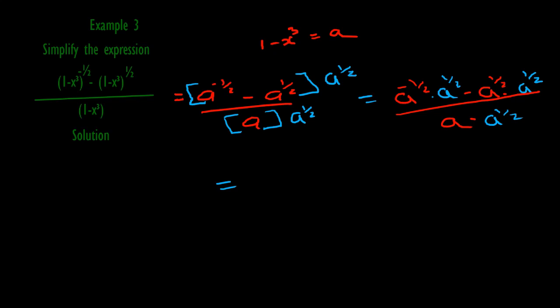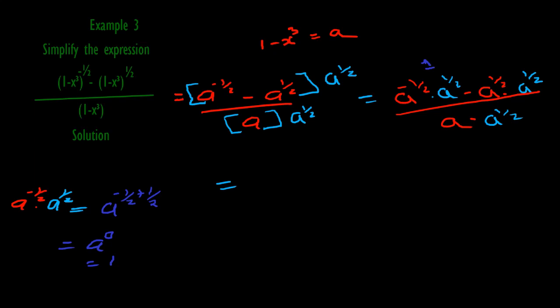We can now use the laws of indices to simplify further, starting with the numerator. The first term in the numerator is a raised to negative a half times a raised to power half. Laws of indices, same base, you add the powers. Negative a half plus a half is 0, so we get a raised to power 0. Any number raised to power 0 is 1, so the first term in the numerator is 1.